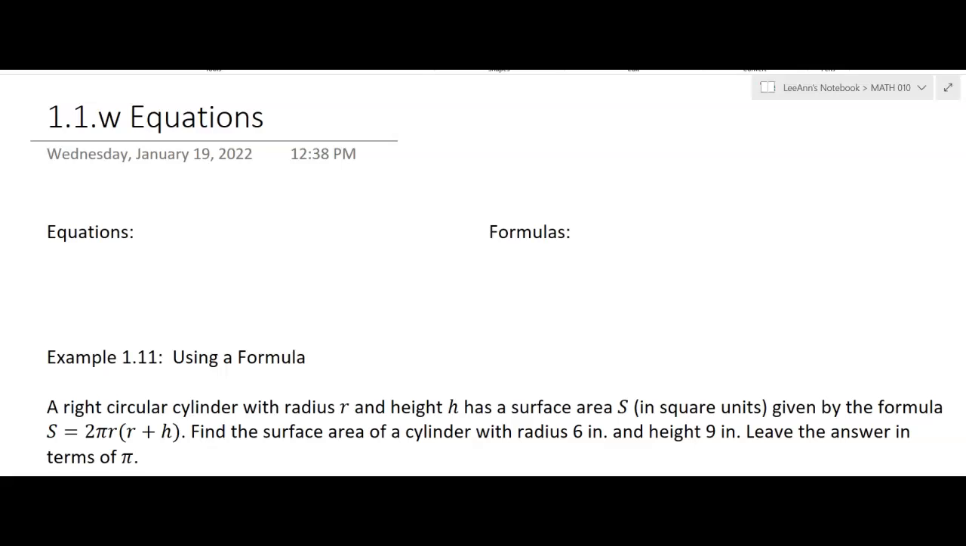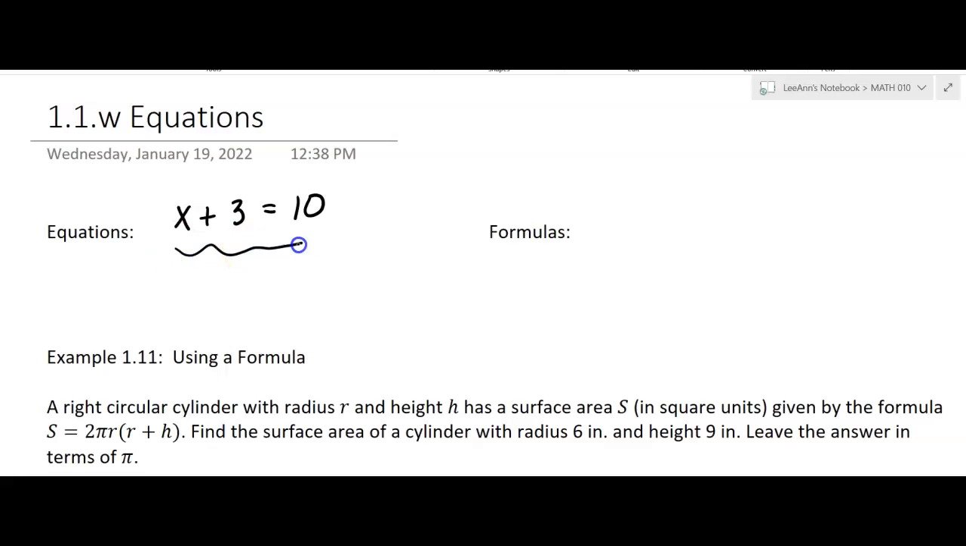Okay, so equations. Equations are when we have an equal sign. So maybe we have x plus 3 equals 10. And maybe we want to solve that equation, and maybe you know how to solve it, and maybe you don't. We're not really going to talk about that too much right now, but x would be 7, right? Because 7 would make the statement true.